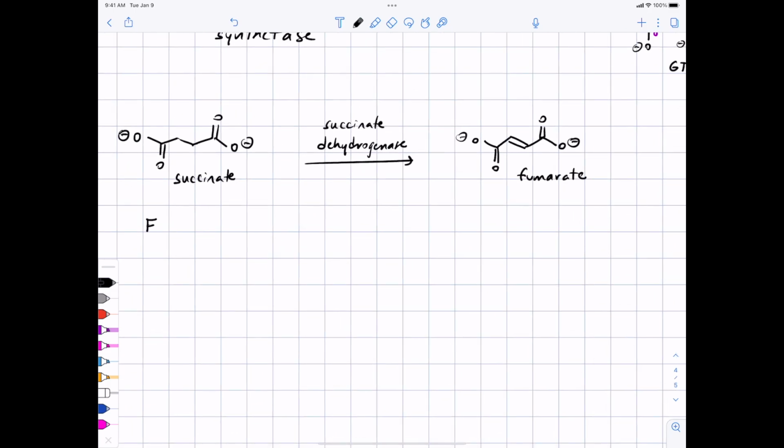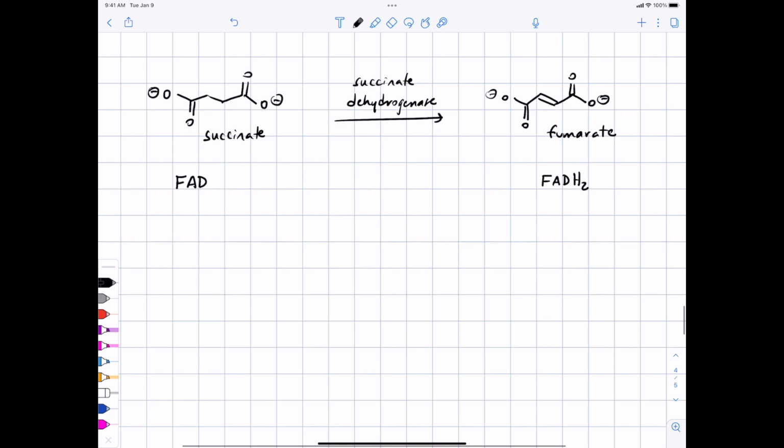You need an oxidizing agent to do this. That oxidizing agent is called FAD. And once it's reduced, it's called FADH2. The mechanism is sort of an E1CB style elimination of a hydride that gets delivered to FAD. So first, a base removes the alpha proton to generate an enolate.